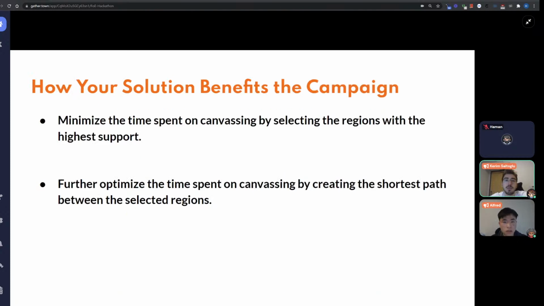As we mentioned earlier, our solution has two main benefits. The first is that we can minimize time by not wasting time on regions that are not going to have a lot of support. So prioritize by support, and then create this optimal shortest path between all the regions that we select to go.